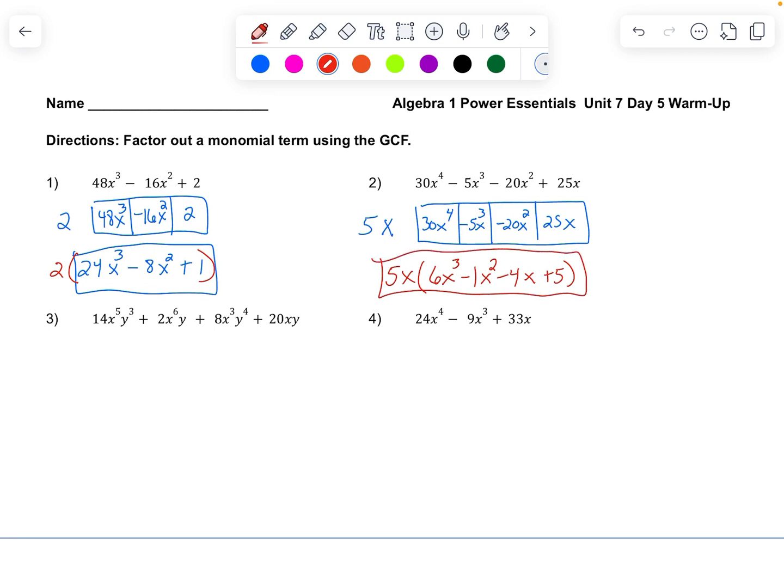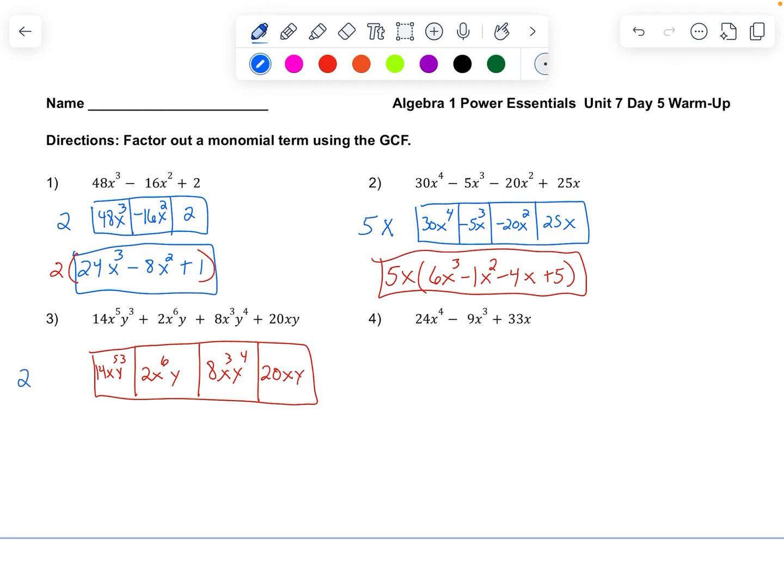All right, number 3, 14, 2, 8, and 20. Our greatest common factor of those 4 numbers is going to be 2. 2 is the biggest number that can fit perfectly into all 4 of those. So we're going to factor out a 2.